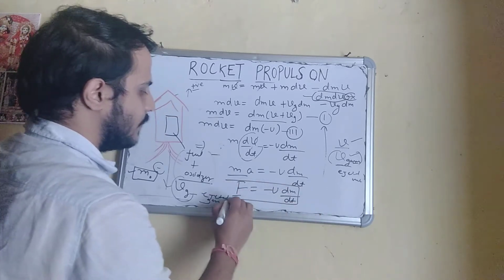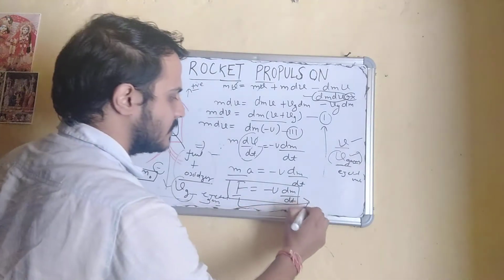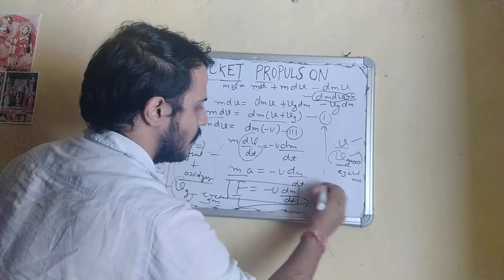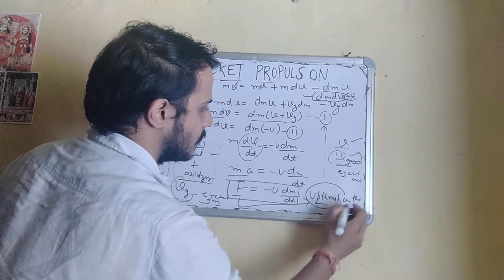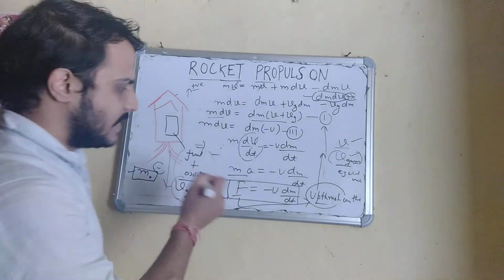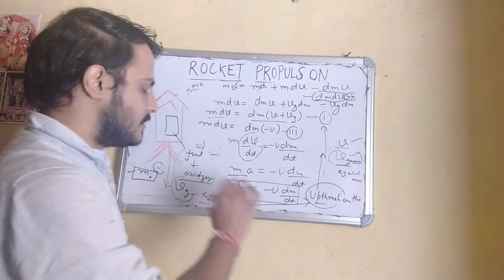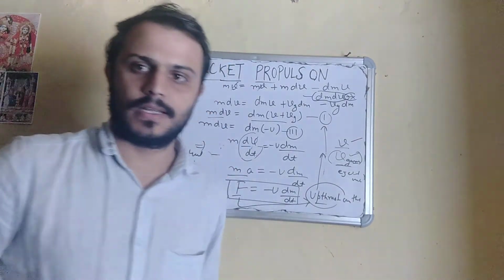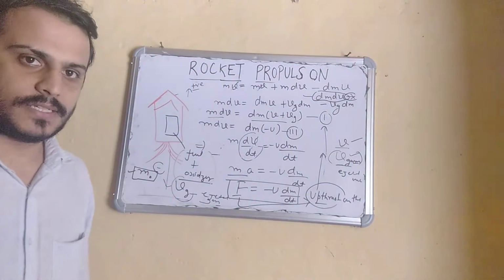So I have the expression for the force, and this force is known as the upthrust. This force is known as the upthrust on the rocket, and this is in the upward direction. So at last we just reach at the expression for the upthrust. This is F is equal to minus u dm by dt, and this is the upthrust. This is in the upward direction. Okay, इस तरह से आप upthrust के लिए expression निकाल सकते हैं.